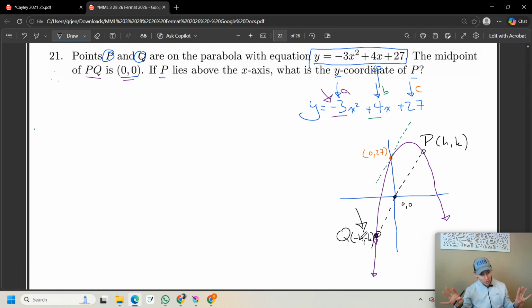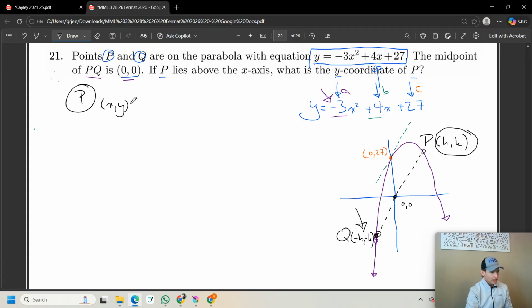Now, there's only going to be one point on this parabola that does that, or 2 points that do this thing, and we can find them. Okay, and here's how we would do it. First, let's input these points into the parabola. So I'm just going to do my work for point P over here, where we have xy is equal to hk. So I'm going to write down k is equal to negative 3h squared plus 4h plus 27.